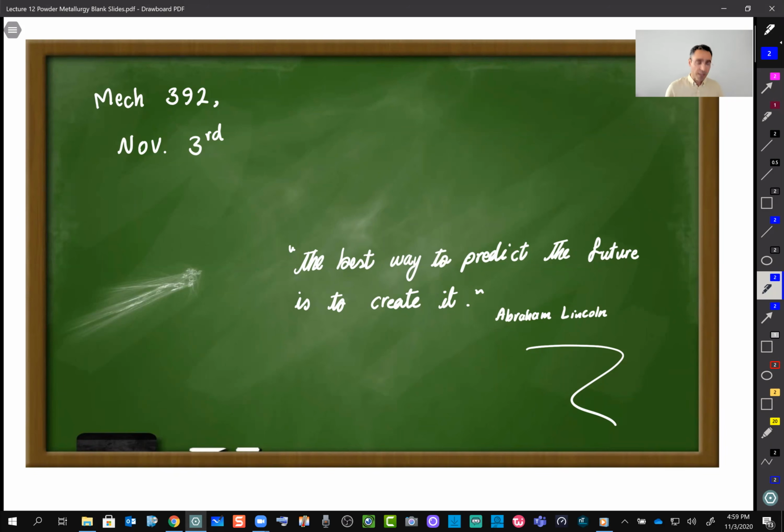Hello, everybody. Welcome to another session of MEC 392, the manufacturing processes. Today, we'll talk about another way of making things, which is powder metallurgy.